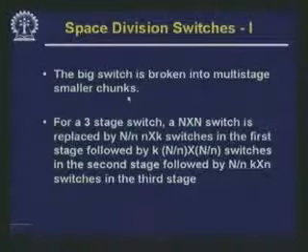So, in a space division switch, the big switch is broken into multi-stage smaller chunks. Another common type of space division switch I will show now is a 3-stage switch. Suppose I want an N by N switch. If it were a crossbar, then it would be an N by N switch. This is replaced by N by n number of n into k switches in the first stage, followed by k number of N by n into N by n switches in the second stage, followed by N by n number of k into n switches in the third stage.